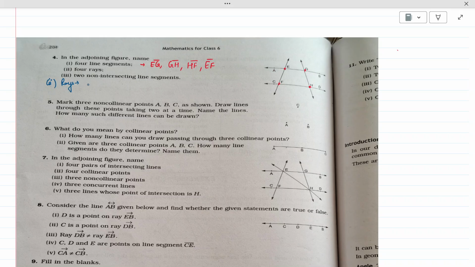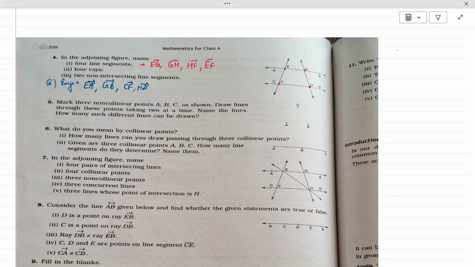So the first one is EA. The second one is GB. The start point is G and then it is going infinitely here. The third one is CF. This one. And the last one is HD. So these are the 4 rays here.